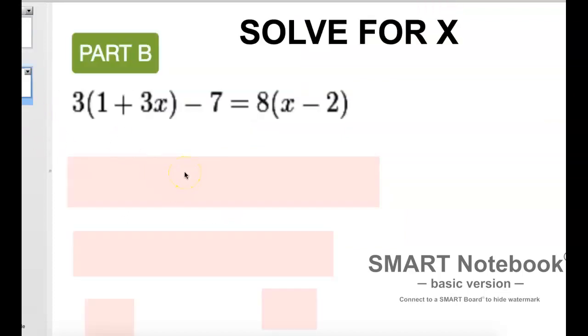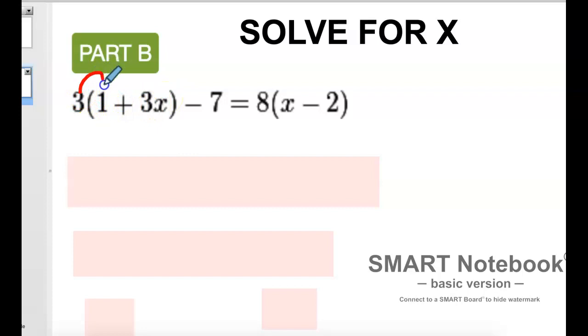All right, part B. Again, the directions are the same. Solve for x. So here, our equation is 3 times the quantity 1 plus 3x, minus 7 is equal to 8 times the quantity x minus 2. In this equation, we're going to have to use the distributive property. So remember, the distributive property says we're going to take the number outside the parentheses and distribute it, or multiply it, by all of the terms inside the parentheses.